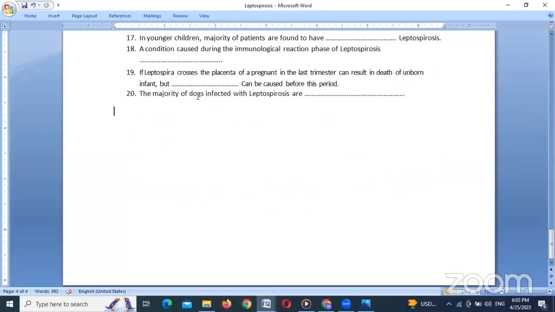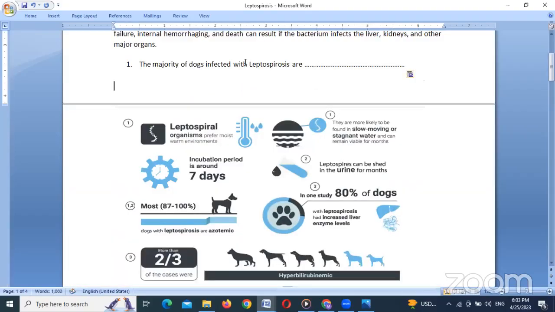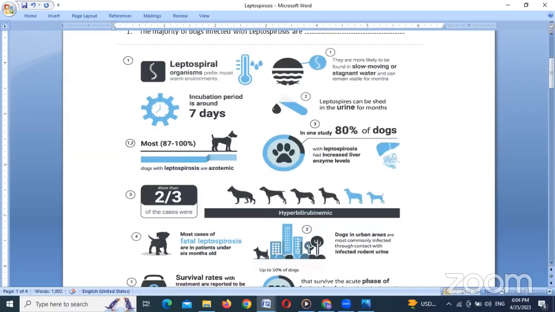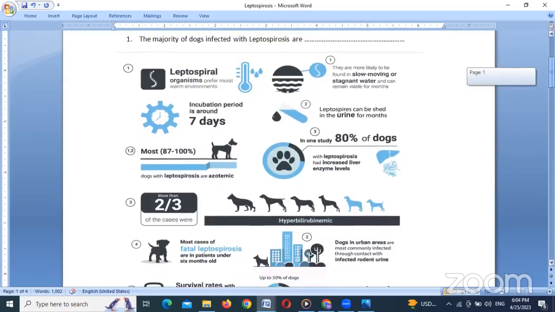Last question: the majority of dogs infected with leptospirosis are, okay? So where is the answer to this question? In which text? In text A, in the diagram, okay? So please try to find the answer quickly, because now it is time for me to go for my writing class, a paid class. So write the answer in the chat, please, quickly. Write the answer in chat, okay?